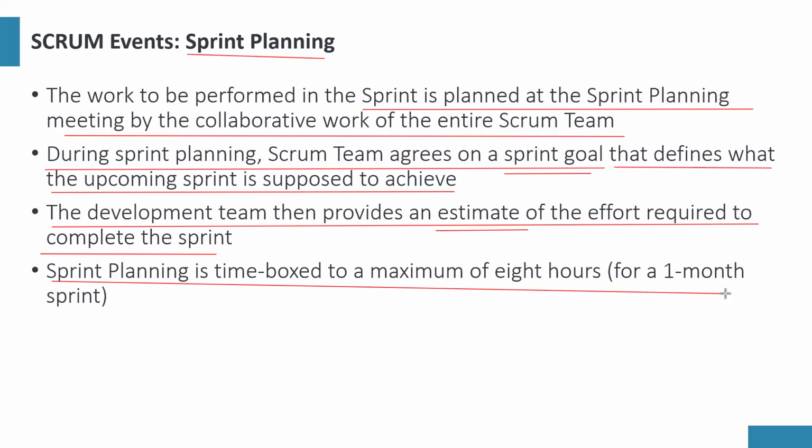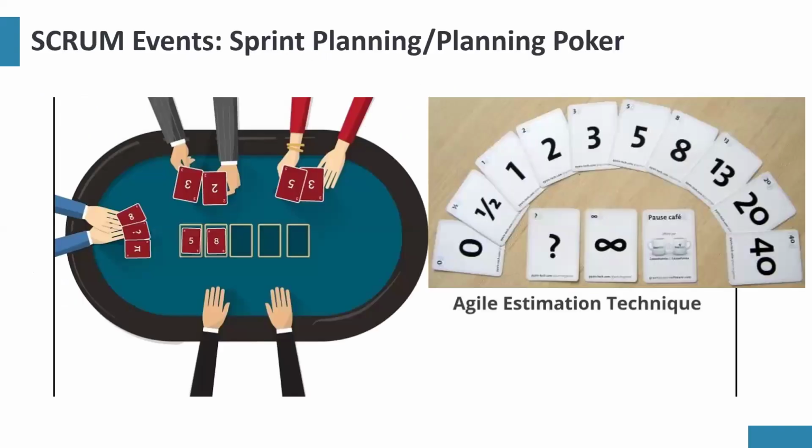Now, mark what I said, sir. Every event in Scrum has a time limit. It's not a must for them to consume all the time. If they can achieve it in less than 4 hours or 8 hours, that's fine. But it should not exceed. So sprint planning is 8 hours for 1 month and 4 hours for 2 weeks.